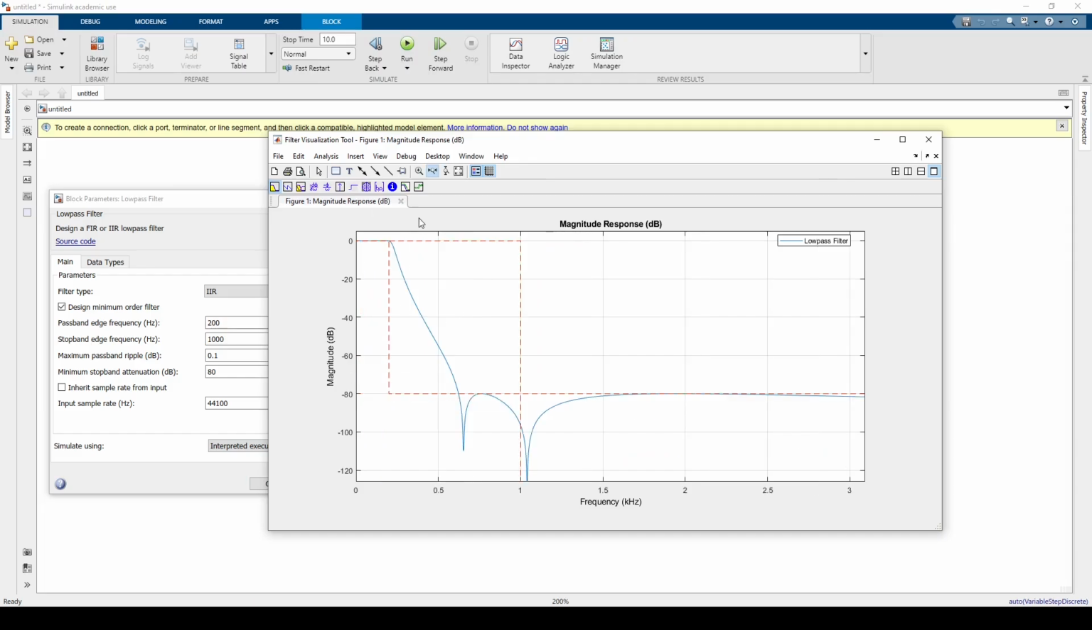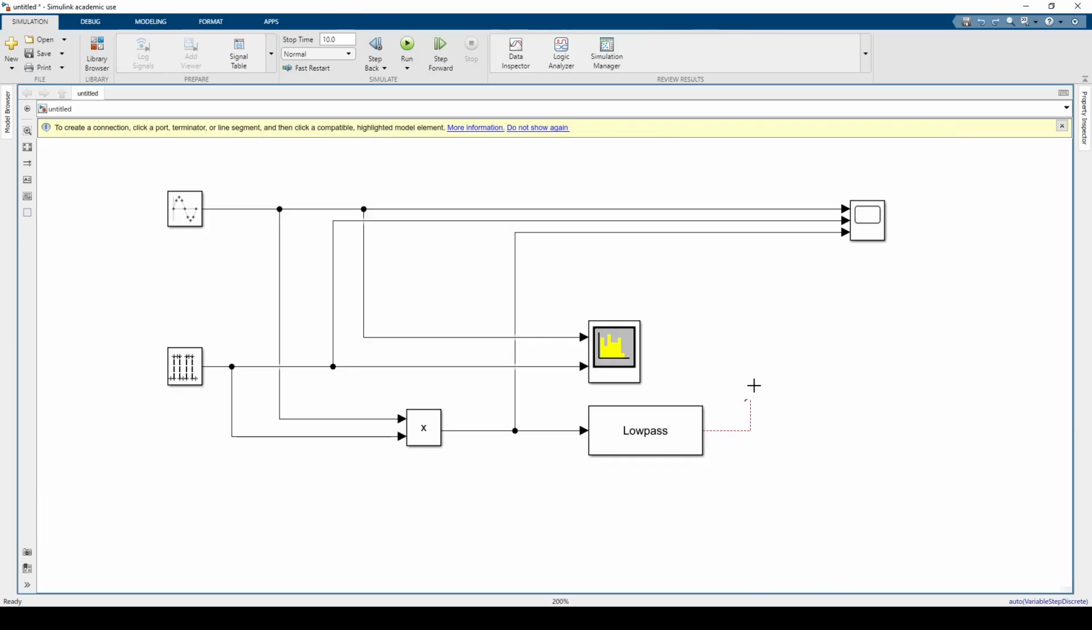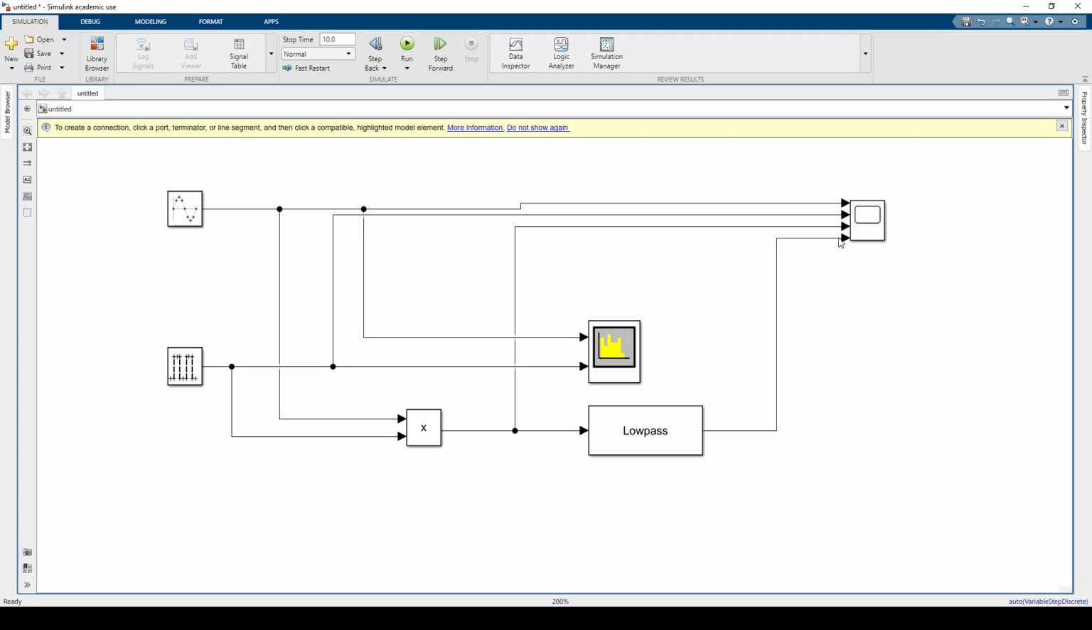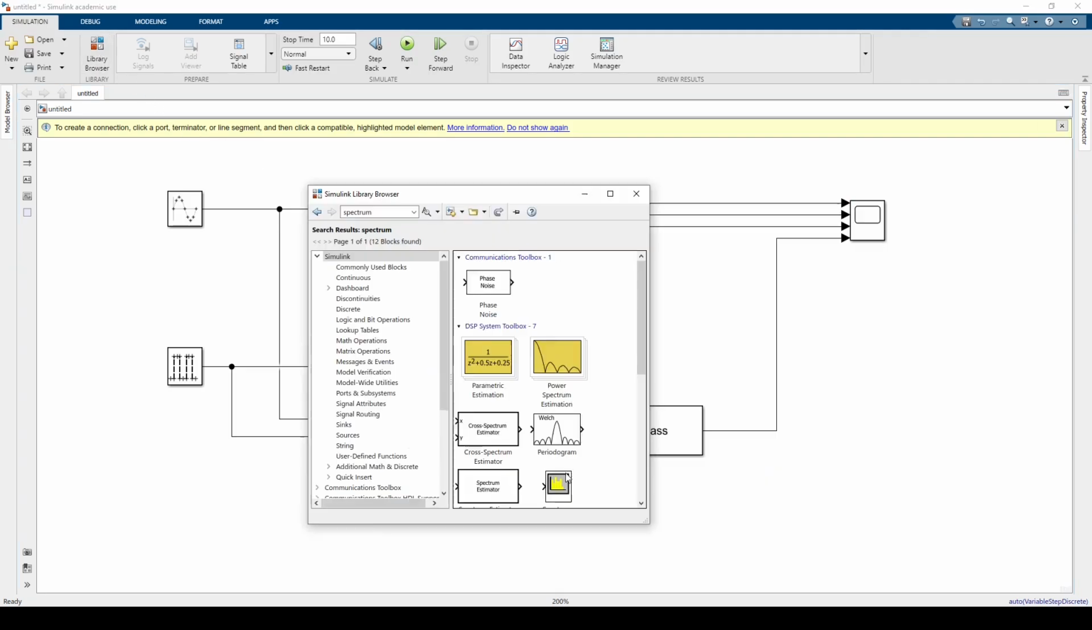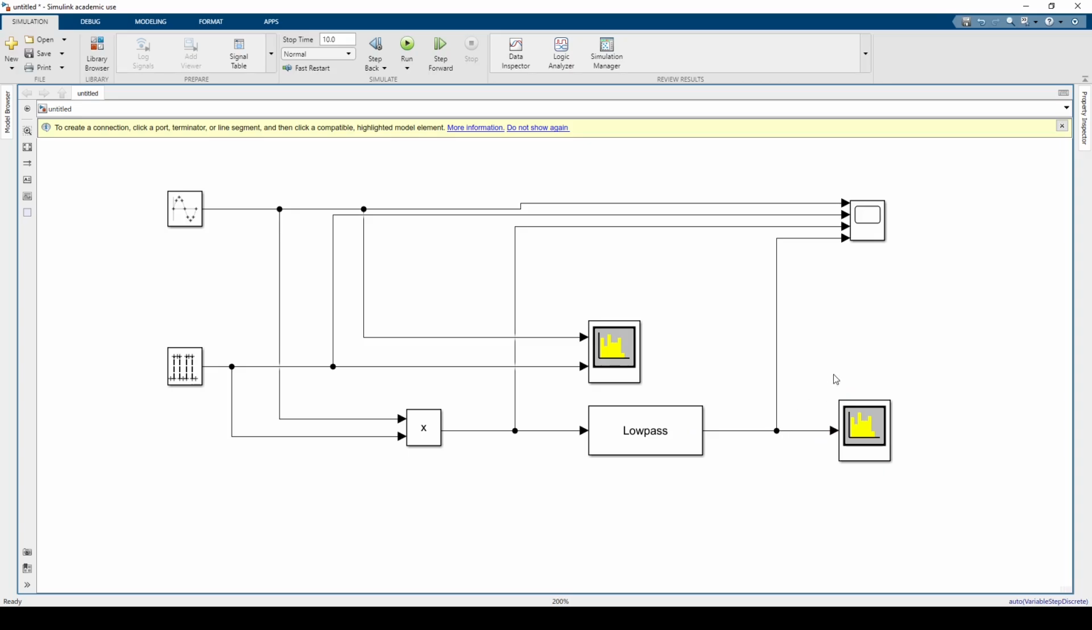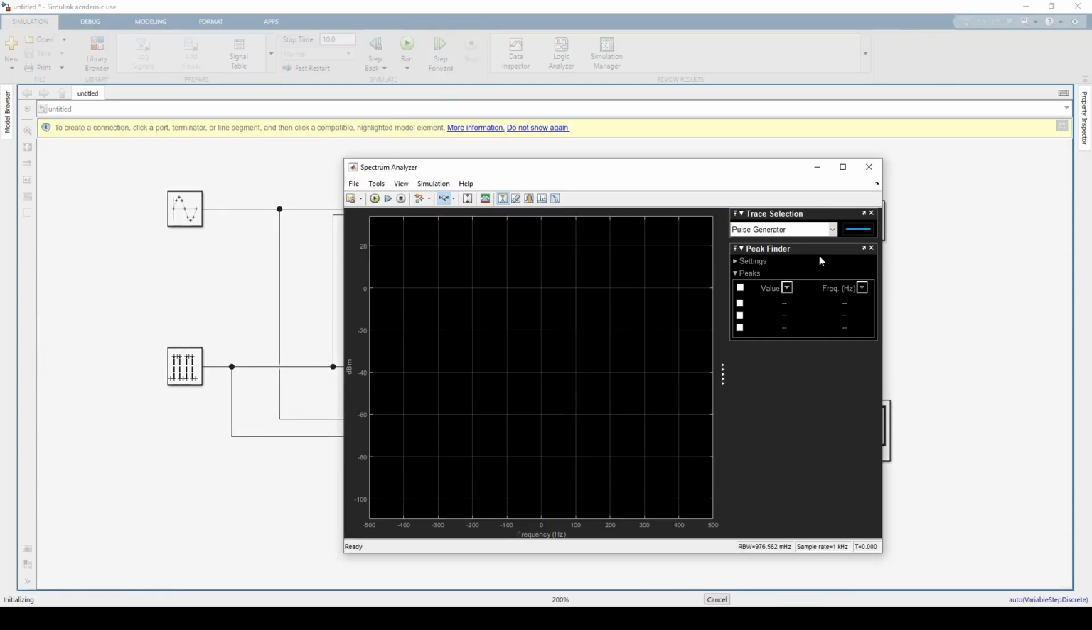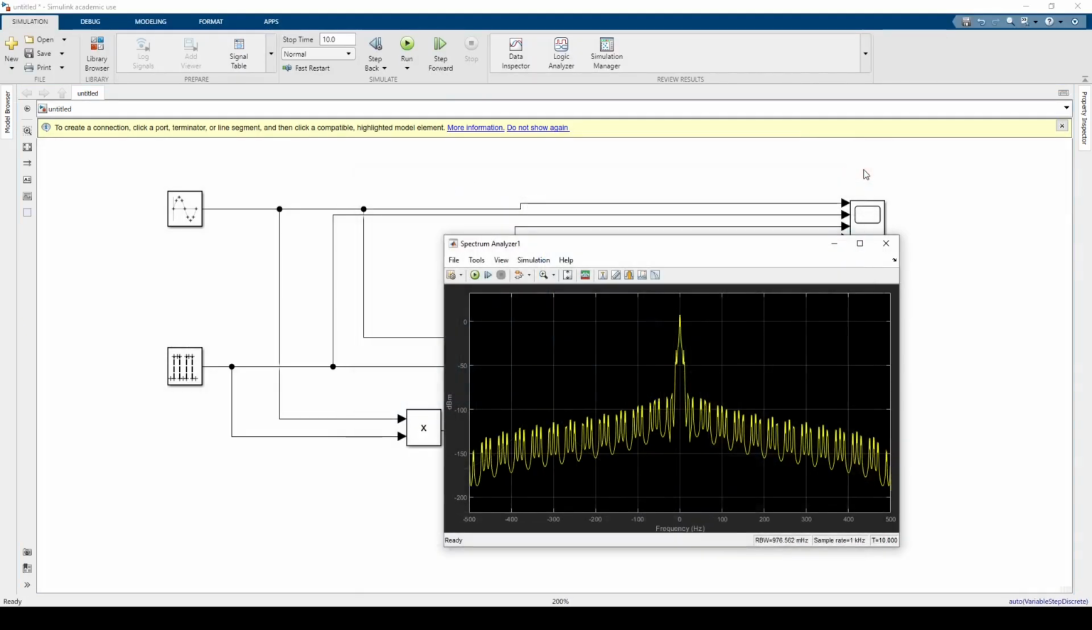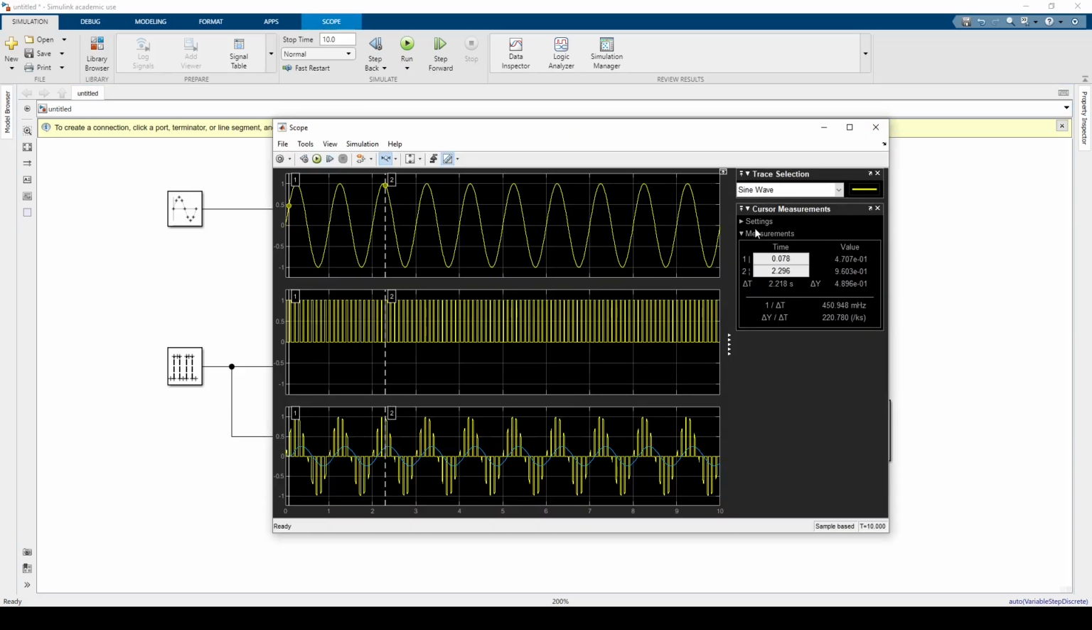we can see that the filter's cutoff frequency, which is where it is -3 decibels, is going to be between 100 and 500 Hertz. And then we're going to put this into the scope, and I'm going to use another spectrum analyzer. So if we hit run, we're going to change the view again.